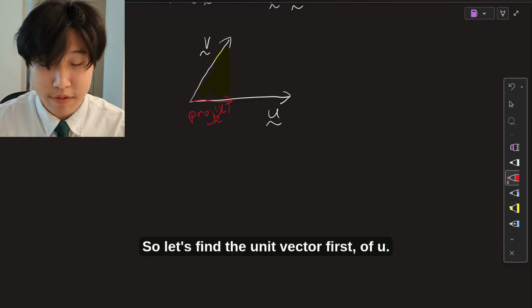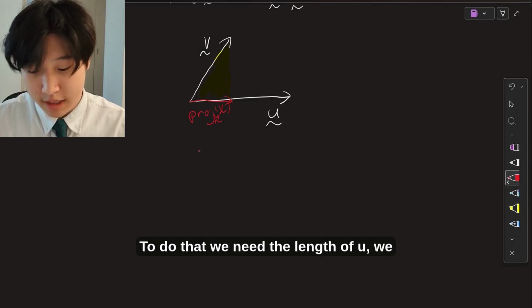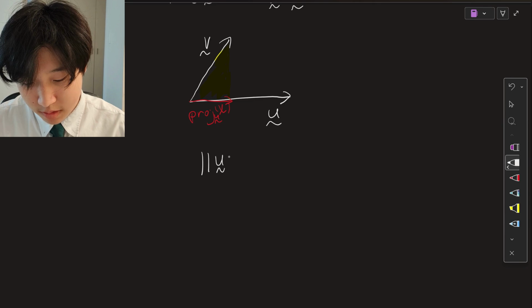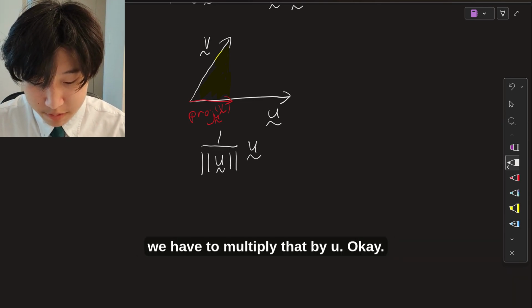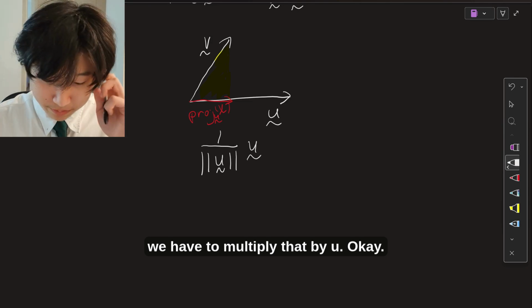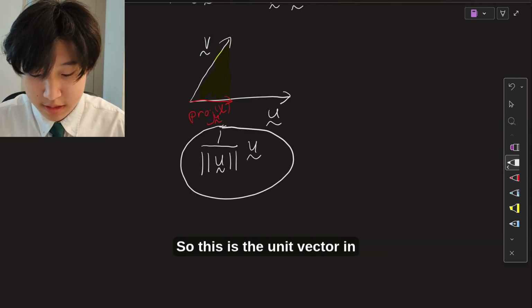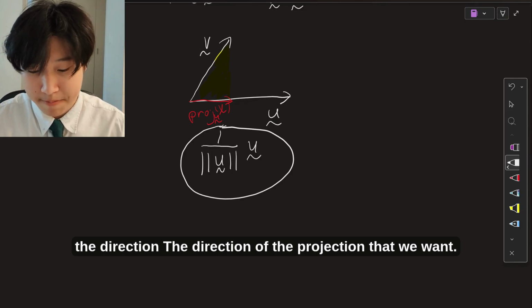So let's find the unit vector of u first. To do that, we need the length of u. We have to take the reciprocal of that, and we have to multiply that by u. Okay, so this is the unit vector in the direction of the projection that we want.